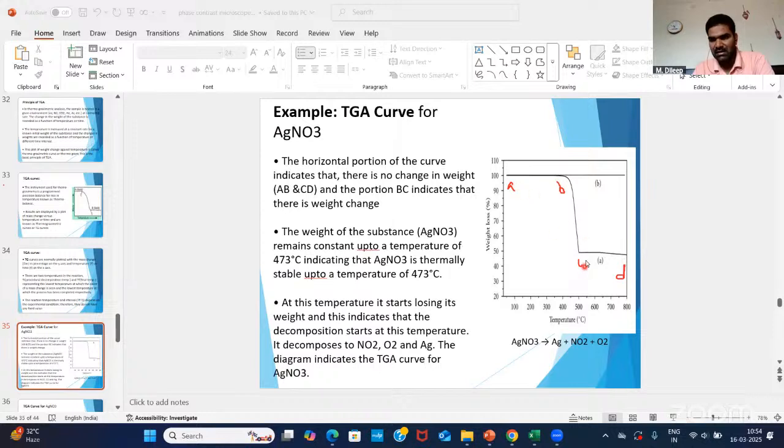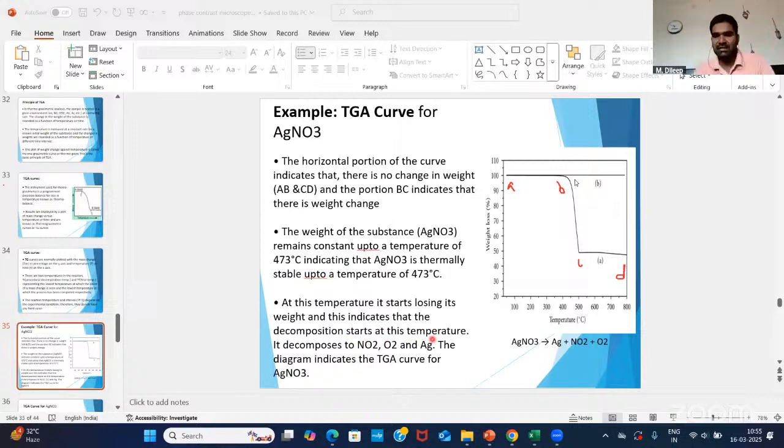That is 100 and here it is almost 50. So the change is only from B to C, where the mass is changing rapidly as the temperature is increased from 473 and above. Here it is thermally unstable. You can say AgNO3 is unstable. At this temperature, it starts losing its weight, and this indicates that decomposition starts at this temperature.